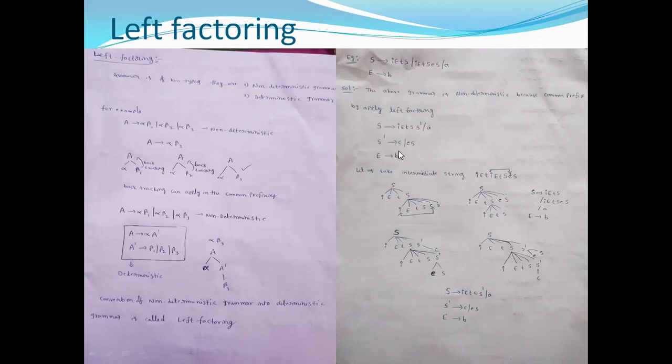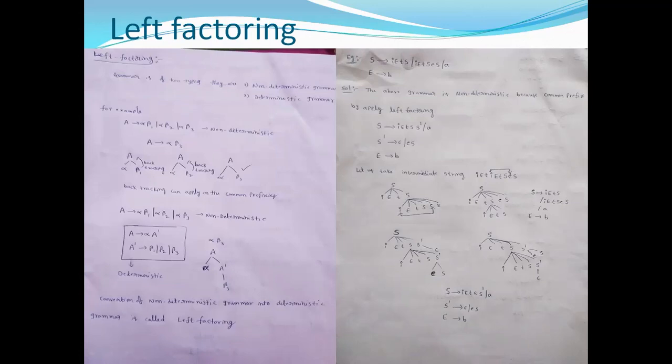So for example, we are just eliminating the non-determinism that is present in a grammar, that means by using left factoring. We are not eliminating the ambiguity. Ambiguity means we are having more than one parse tree. That is the ambiguous grammar. So we are just eliminating the non-determinism present in a grammar, not the ambiguity. Ambiguity is eliminated by using ambiguity rules.